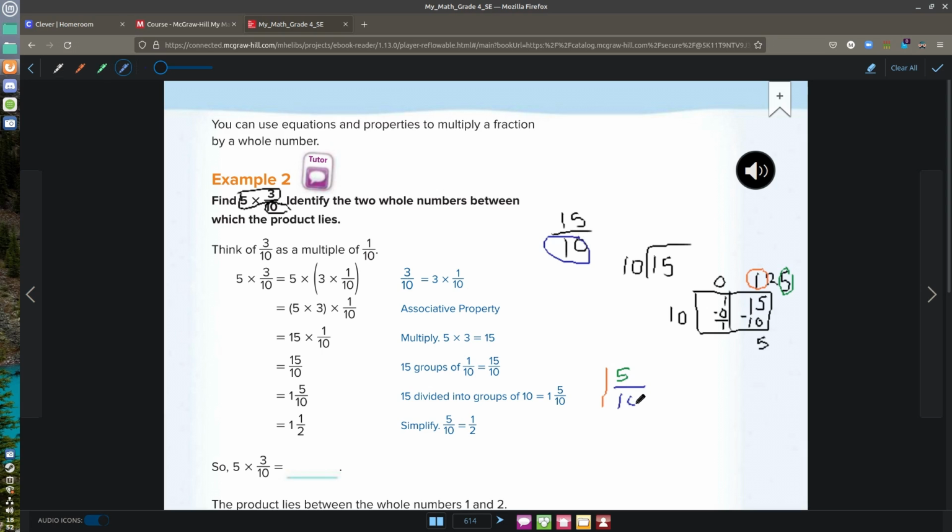And then you see if you can simplify. So you make t-charts for 5 and 10. So 1 and 5, 1 and 10, 2 and 5. So there's 5 on both, so we divide by 5, which equals 1. And then 5 divided by 5 is 1. And then 10 divided by 5 is 2. So 1 and 1/2.